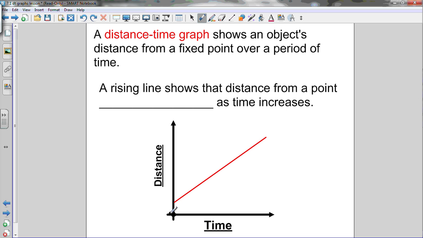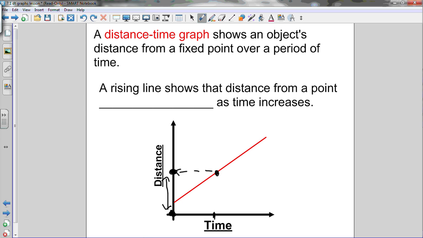So here's our fixed point right here, and then this line represents how far this object is from that point over a period of time. So if we want to know how far the object is from this fixed point at this unit of time, we look at our graph. We look at that point that lines up with that period of time, and then we look at what the distance is at that period of time. So it would be that distance here. Whatever the unit of distance is, that would tell you how far away we are from this fixed point.